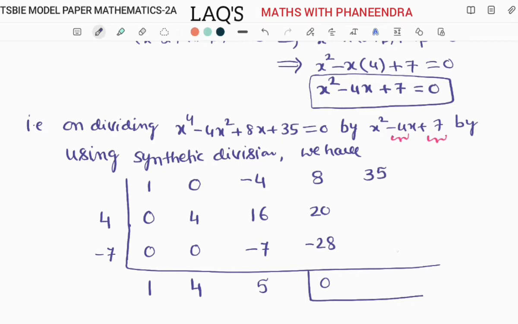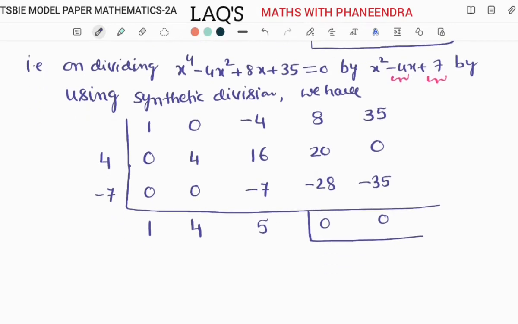Even in the next step itself, 0 into 4, 0. 5 into minus 7, minus 35. If you add these two, again 0. So 4 and minus 7, these are the already known factors. So x square, this is the quadratic term, this is the linear term, this is the constant term. So we can write it as x square plus 4x plus 5 equal to 0.